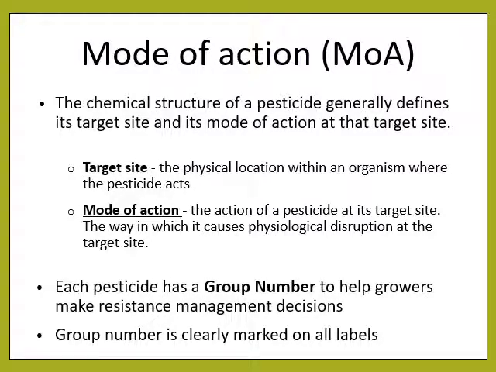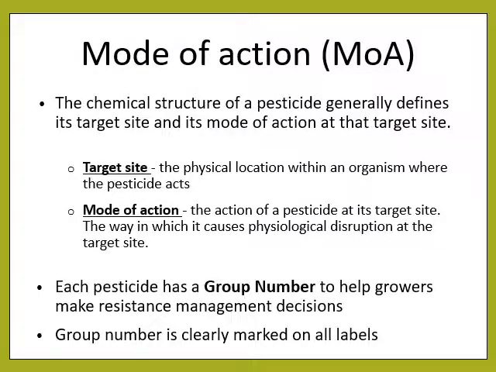So we're talking about comparing pesticides for higher and lower risk. What can you do as management? The chemical structure of the pesticide directs what its target site is and how it works. The target site is the physical location within the organism, the actual enzyme that's inhibited. And the mode of action is everything involved in how that pesticide gets there and how it causes some kind of physiological disruption that leads to death of the organism.